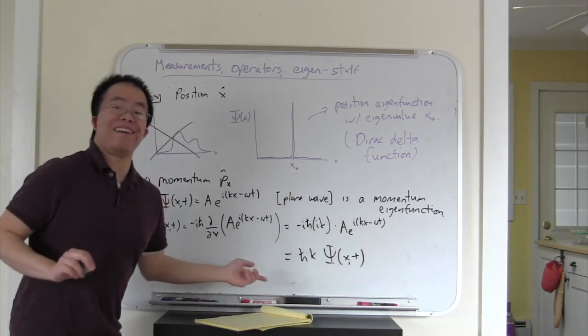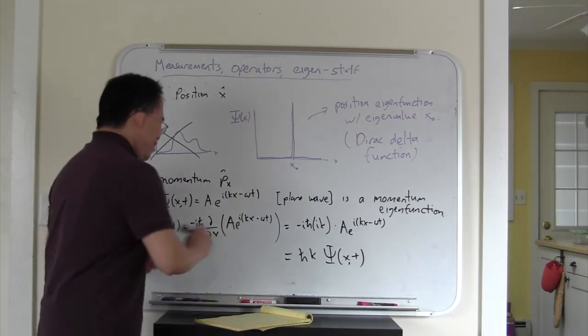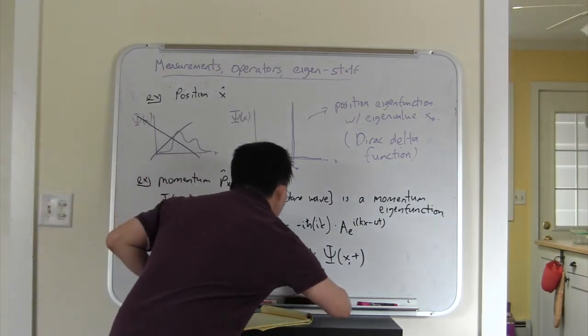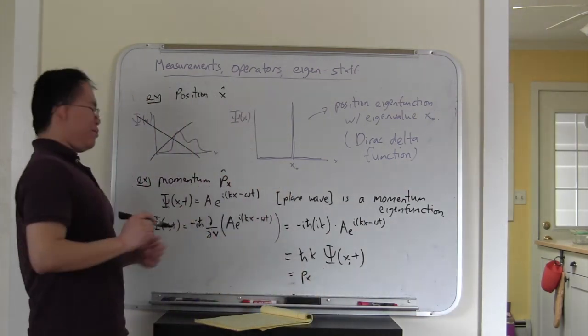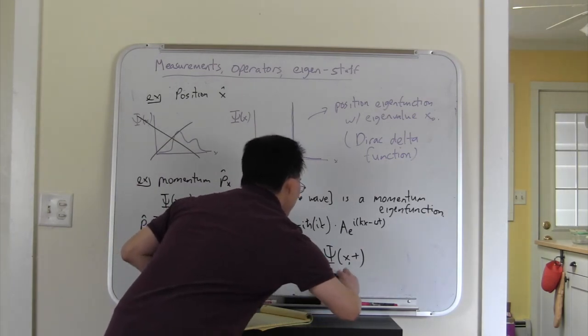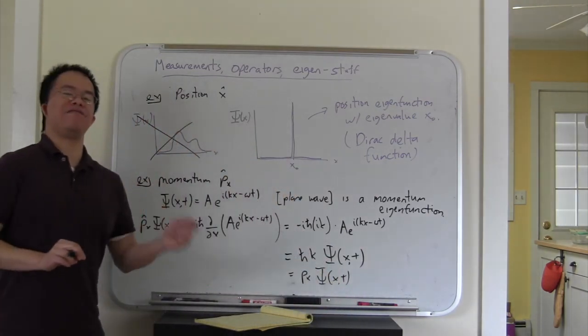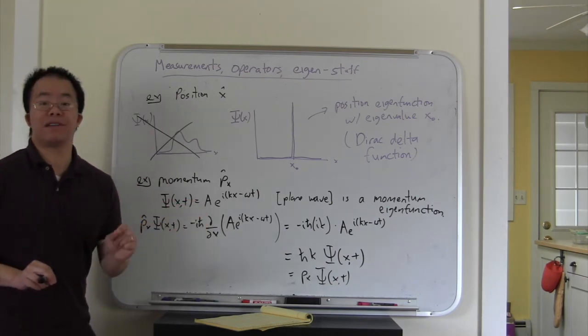But h bar k is just the momentum of this wave function, right? That's just the momentum according to de Broglie, times psi of x, t. So this plane wave state is, in fact, a momentum eigenfunction.